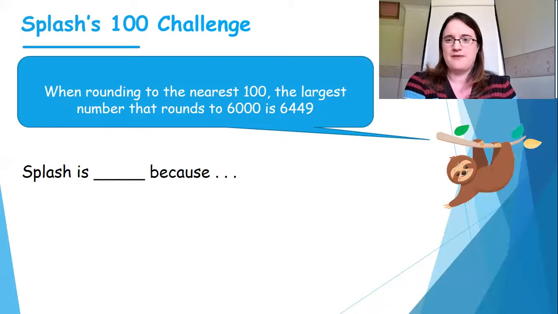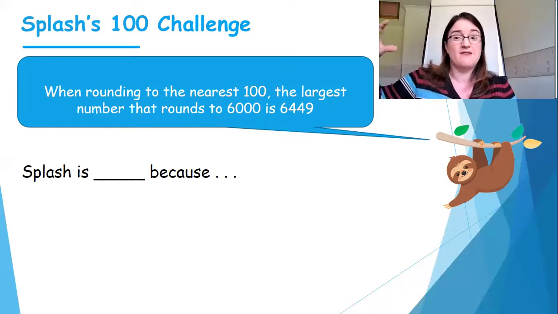I want you to have a think about that. So the first thing, I'm not going to help you now. The first thing you have to do is decide: is Splash right or is he wrong? Okay, and then you need to prove it. So you might need to do a bit of thinking. Pick some other numbers, some that are bigger, some that are smaller. Is he right? Okay, and we're looking for the largest number.